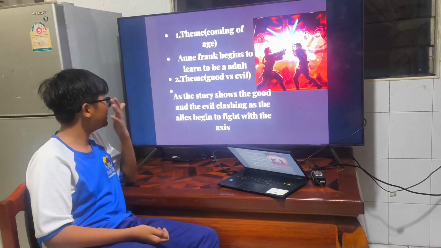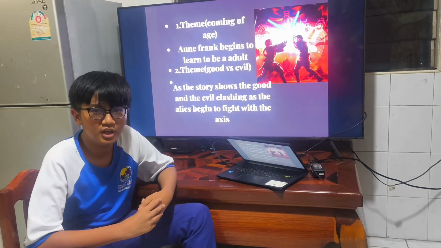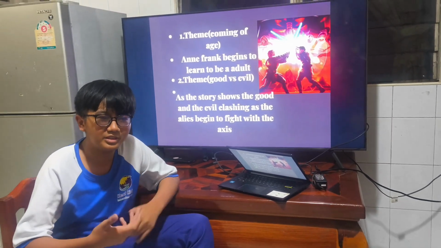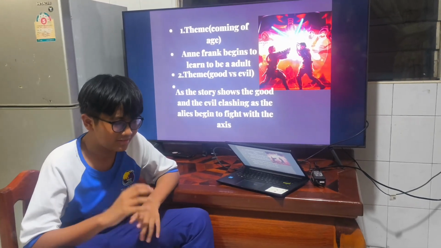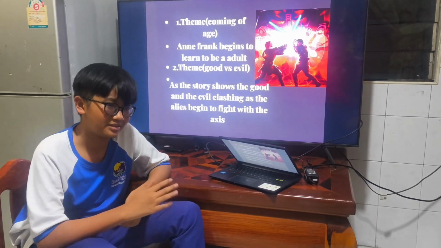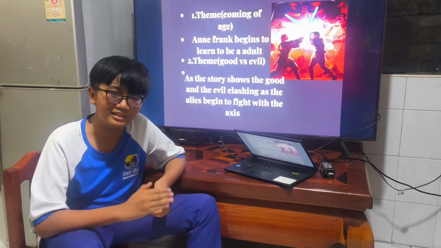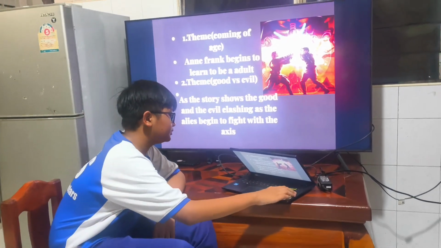The second theme is good versus evil. Good versus evil is a very strong theme in this book, as you really get to know what's good and what's evil. This book started at the same time when the Allies were fighting against the Axis, and they were hiding from the Axis, who were definitely evil. They were completely evil, persecuting the Jews.